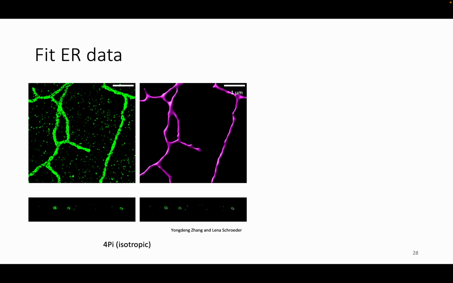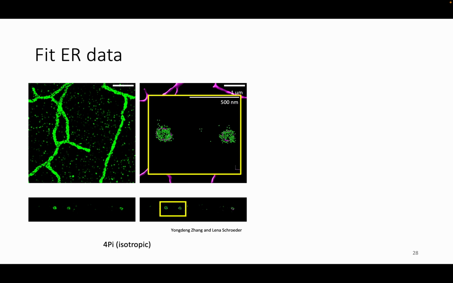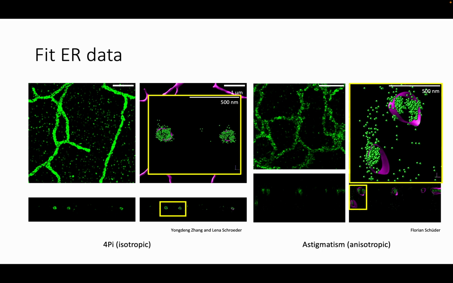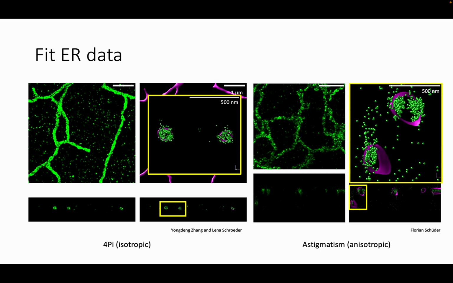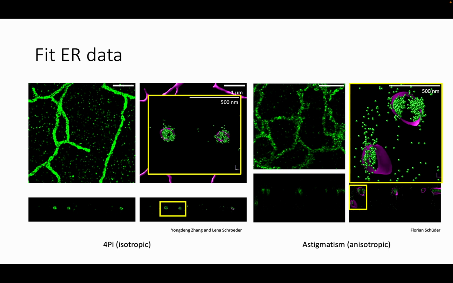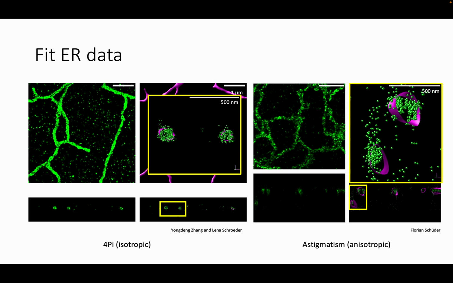We fit a data set of Sec61 beta, which is an ER transmembrane protein marker. And you can see that zooming in, this fit is quite good. This came from 4Pi SMLM, which is a nice high resolution isotropic SMLM method. We also tried this on standard astigmatic SMLM data, and the fit is rather good for the quality of data we have, but we'd like to try it on more astigmatic data sets. If anyone has a good astigmatic data set and wants to share it with us, we'd be happy to give this a go, because this, in theory, should work equally well for any type of SMLM data.